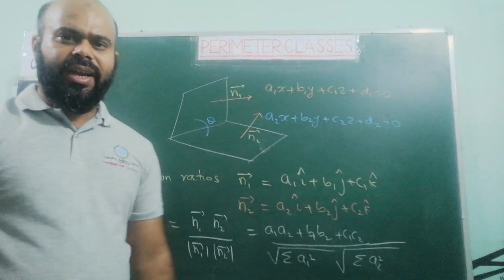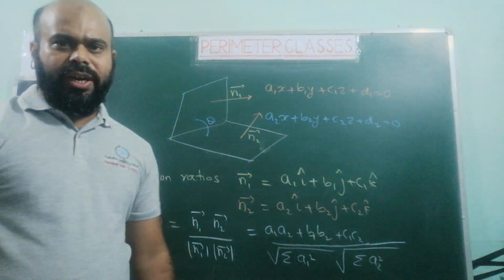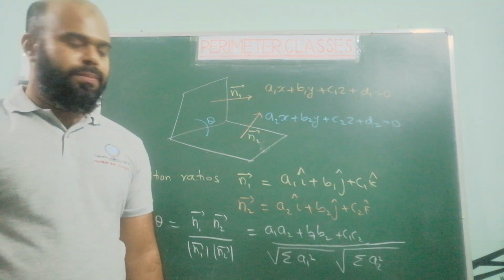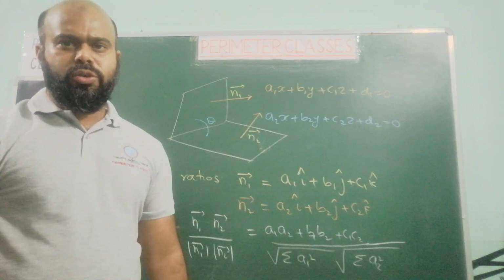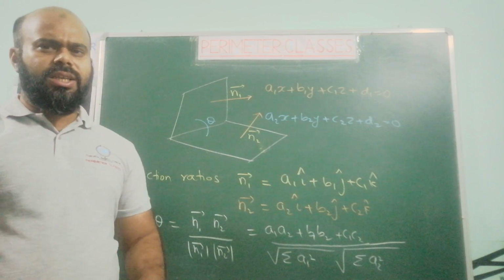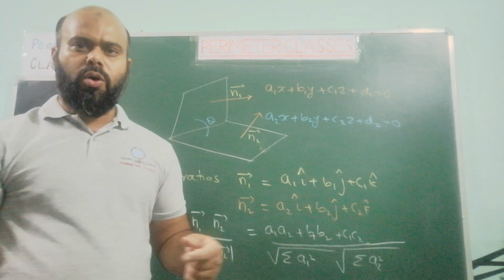This is the angle which we will get. If we get a positive value, that means we are talking about the acute angle. If we get a negative value, then it means an obtuse angle. So both angles will be there. One will be obtuse, one will be acute.